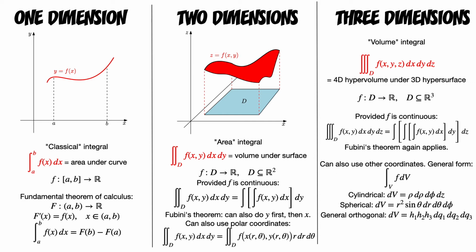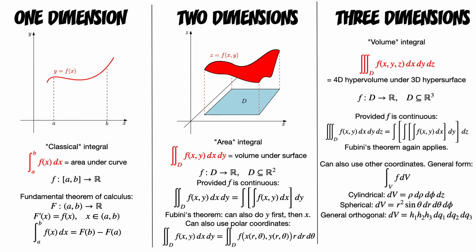Let's go back to the integrals we've covered so far. Once again, a classical integral is one-dimensional, since we have a function of one variable integrated over a 1D interval. An area integral is 2D, since we integrate a function of two variables over a 2D area. A volume integral is 3D, since we integrate a function of three variables over a 3D volume.